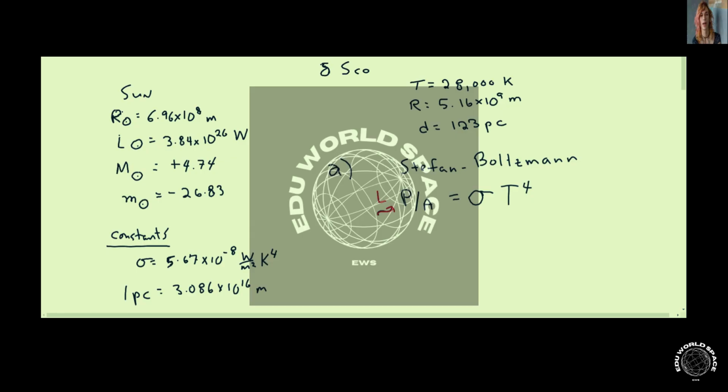So we'll go ahead and figure out the flux. So the power per unit area is actually the flux emitted at the surface of the star. And that's in watts per meter squared. So the flux is equal to 5.6 times 10 to the minus 8 times 28,000 to the fourth power.